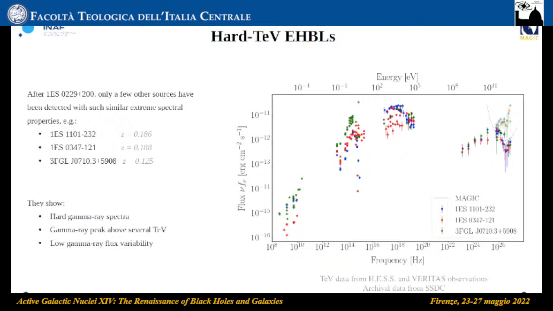And as you see here, there's no normalization between the three sources that I show here, and they are very, very similar in the gamma ray spectrum. As you see, they barely reach the sensitivity of our Cherenkov telescopes in very high energy gamma rays, but then when we deabsorb the spectrum by the EBL interaction, they are very, very hard and they peak above several TeV.